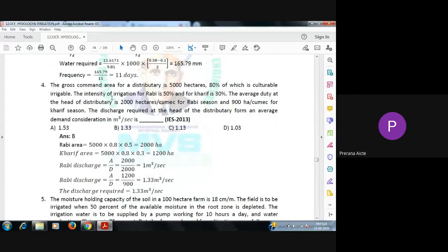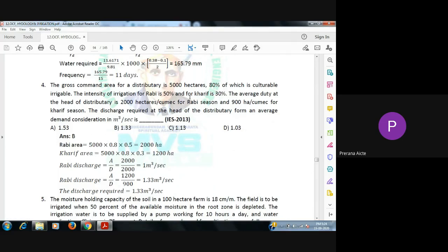The gross command area for a distributary is 5,000 hectares, 80% of which is cultivable irrigable. The intensity of irrigation for Rabi is 50%, and for Kharif is 30%. The average duty at the head of the distributary is 2,000 hectares per cumec for the Rabi season and 900 hectares per cumec for the Kharif season. The discharge required at the head of the distributary from average demand, in meter cube per second, is? Let's go step by step.